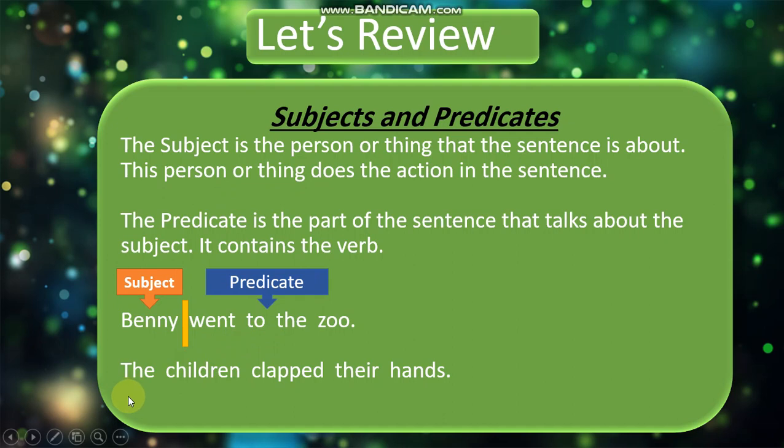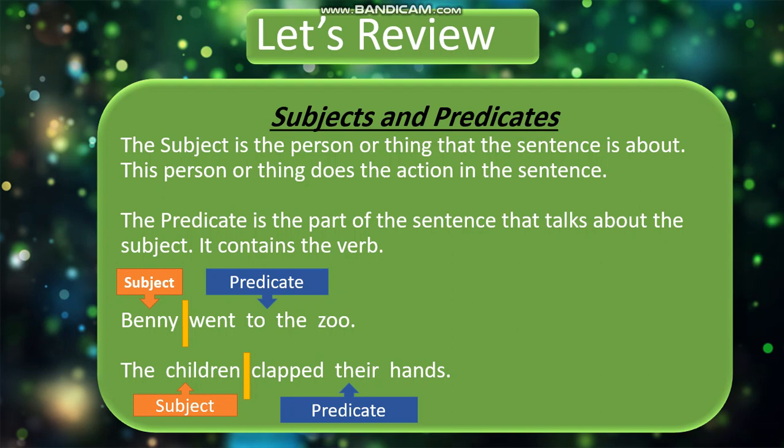Excellent. Now look at the second example. The children clapped their hands. So the sentence is talking about who? The sentence is talking about the children. So we divided our sentence. One part is the subject, the other is the predicate. Which is the subject? The children. Of course, we are talking about the children. So that's the subject of our sentence. What about the predicate? Clapped their hands. What did the children do? Clapped their hands. That is our predicate.